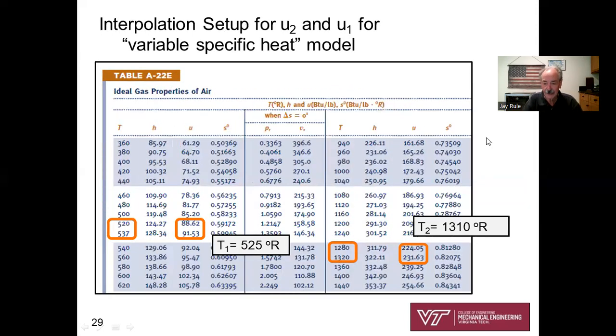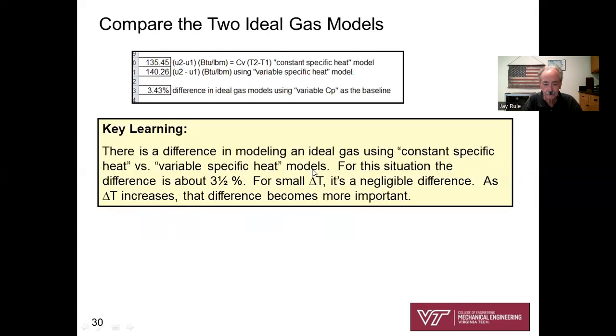Now moving on to our air with variable specific heat. This is what we did. We see air, table A22E. Our initial temperature was 525, so we had to interpolate between these two numbers. Then we had a really high temperature, so we start looking in A22, and notice this double column situation. T is so high, we're over on the right-hand block of table A22. We're in between 1280 and 1320, so we've got to interpolate between those two to get our numbers. I hope this helps you get started.